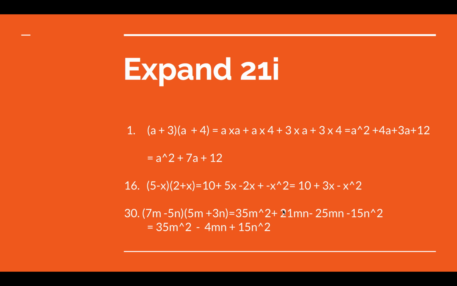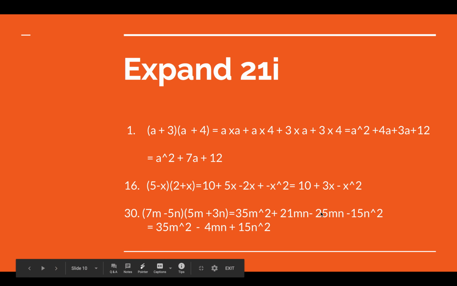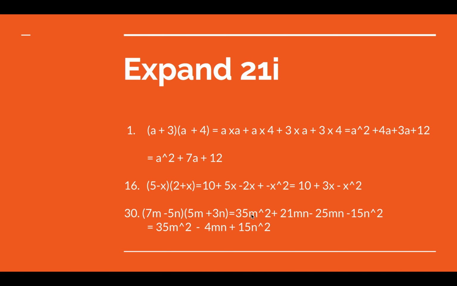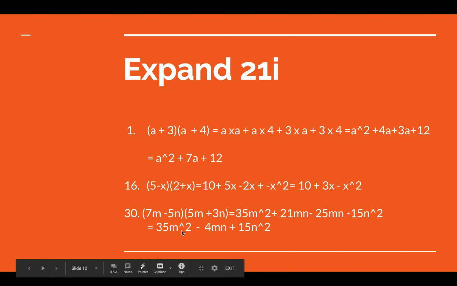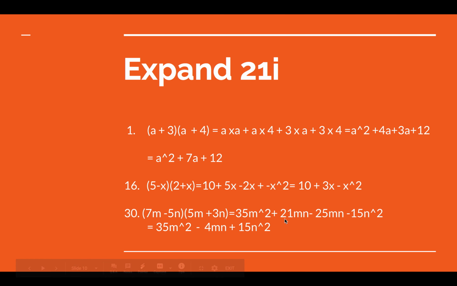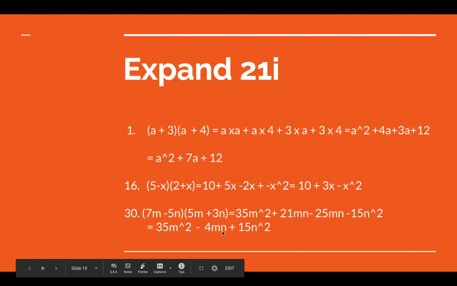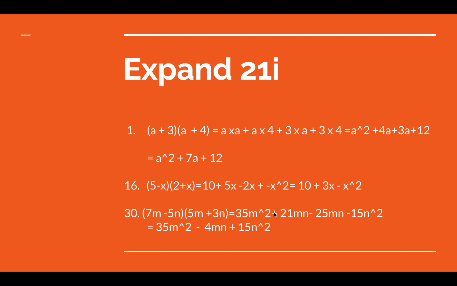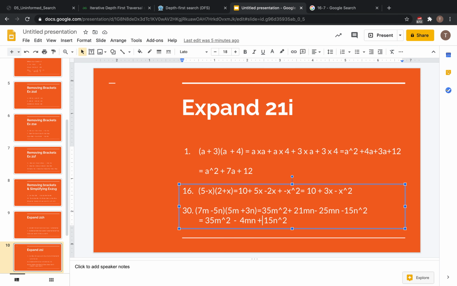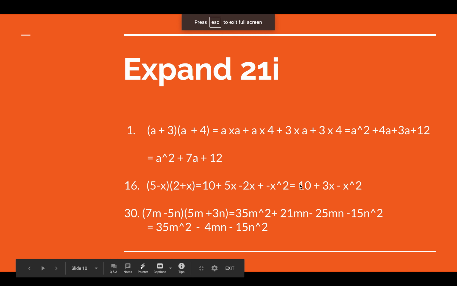So we are done multiplying. From here, we just simplify our expression. We've got 35m squared. We write it down as it is because it is unique. And then 21mn minus 25mn are like terms, so we can simplify this: 21 minus 25 gives minus 4mn. And our minus 15n squared simply remains minus 15n squared. This is our answer. So we are done.